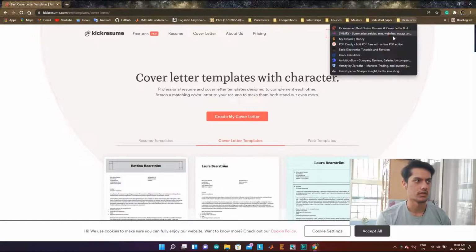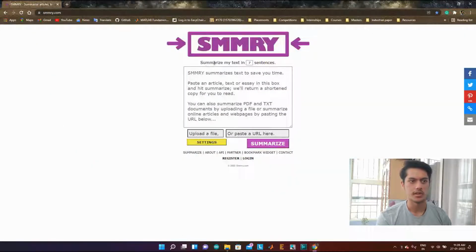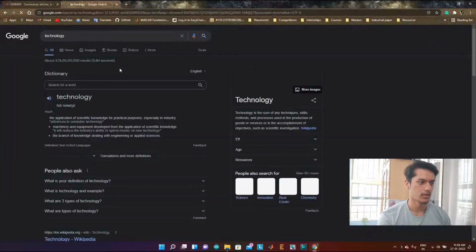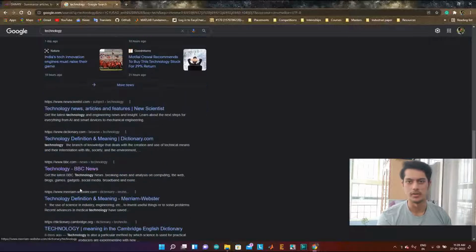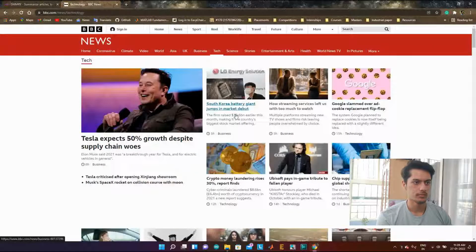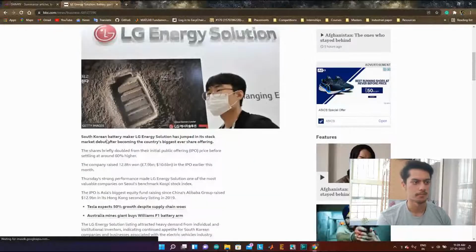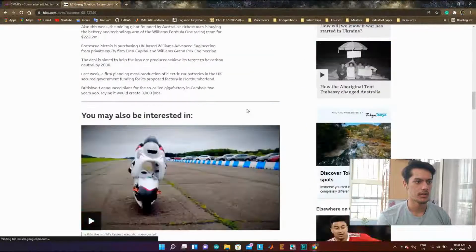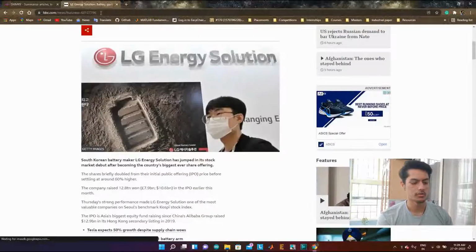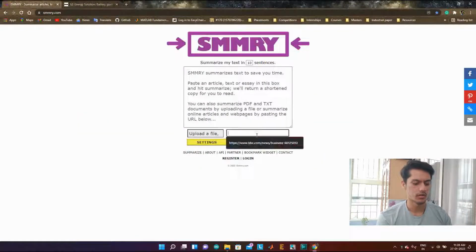So I go to resources and I go to SMMRY. Here it says summarize my text in dash sentences. Say instead of 7 I write 10, and now I want to upload a file or paste a URL. So let me write technology and then scroll down to BBC News, and maybe the first one, South Korean battery maker LG Energy Solutions. I want a basic summary of this page. So I just copy and paste the URL right here and click on summarize.